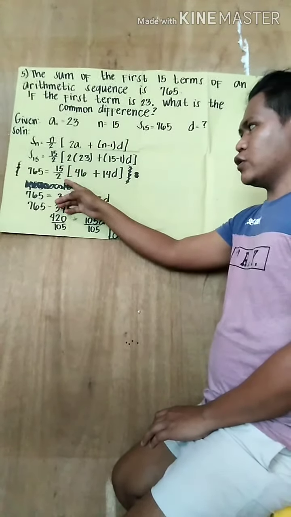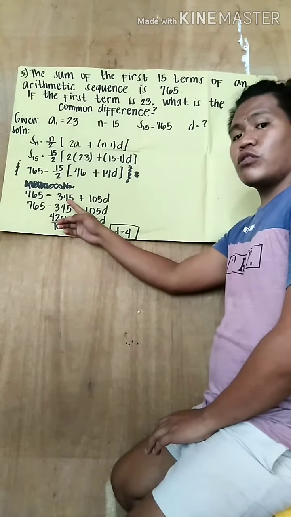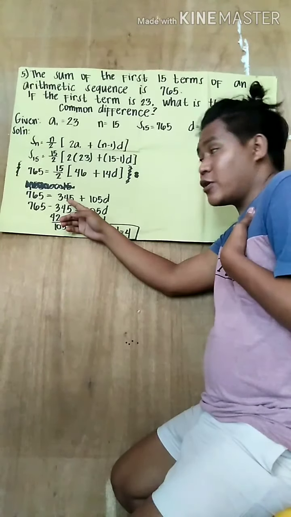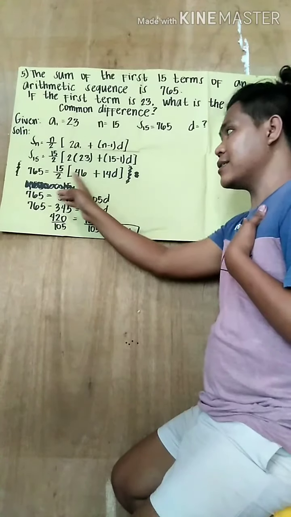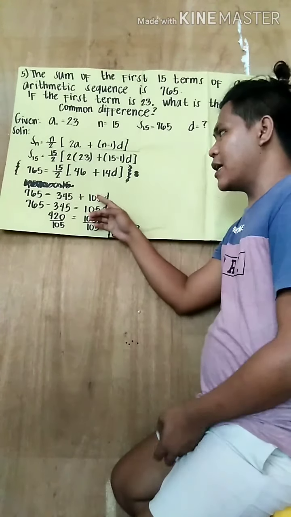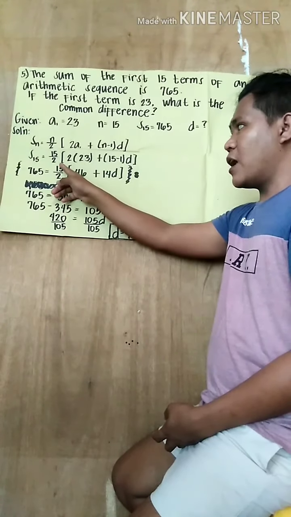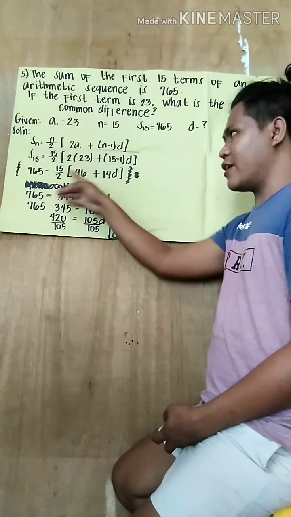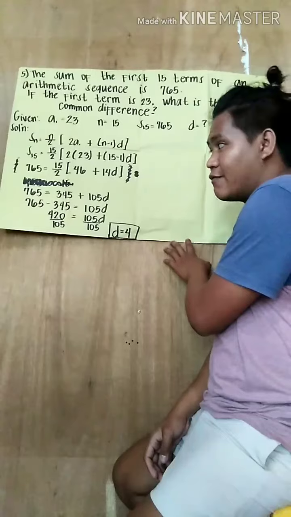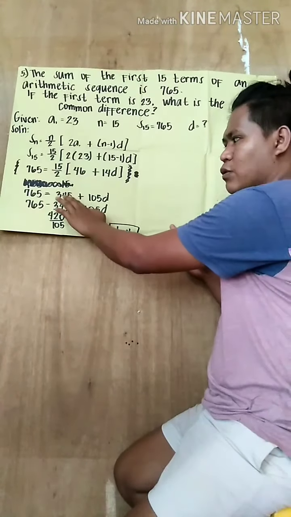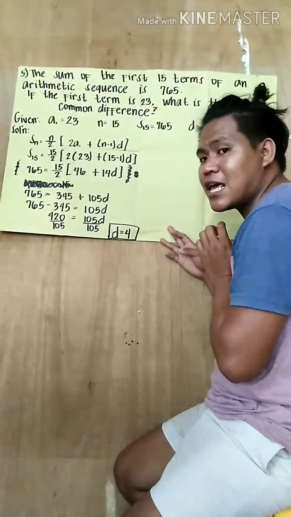So 15 over 2 multiplied to 46 is equal to 345. Check that on your calculator if I am correct: 15 times 46 divided by 2. Same thing for 14d multiplied to 15 over 2. 15 times 14 divided by 2 is equal to 105d. And then, so we have 765 is equal to 345 plus 105d.